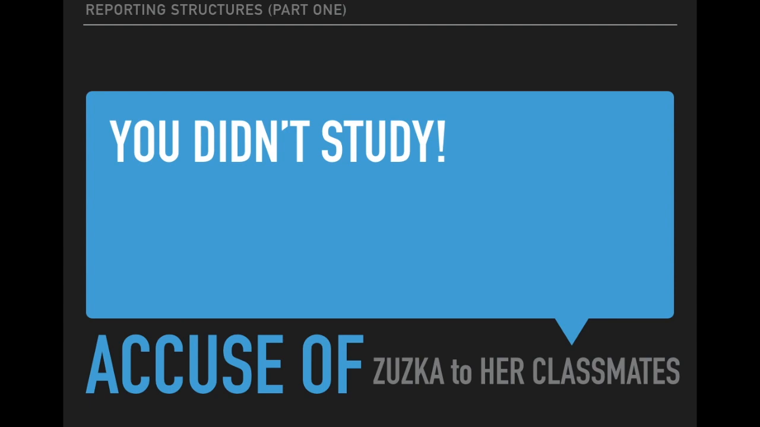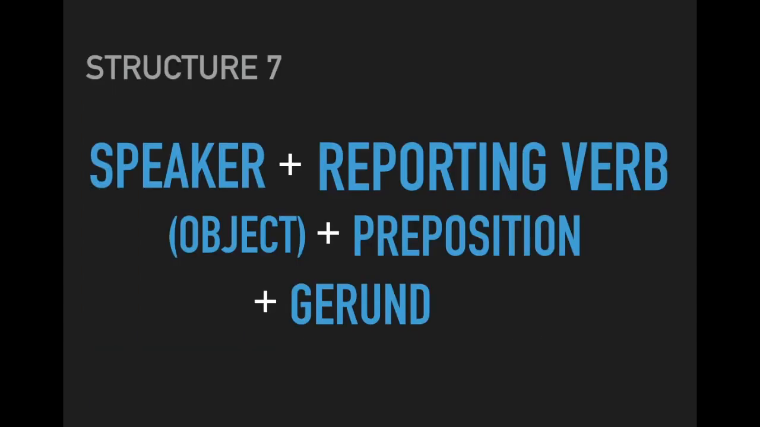All right, so here our structure is a little more complex. We still start with the speaker and the reporting verb. We may have an object, so if you know who is being spoken to, this is where you put the object. Then we have the preposition from the reporting verb. So you'll notice that our reporting verb, in this case accuse of, is split into 2 parts if there's an object. The object will go in the middle. And then after the preposition, we're going to put the gerund.